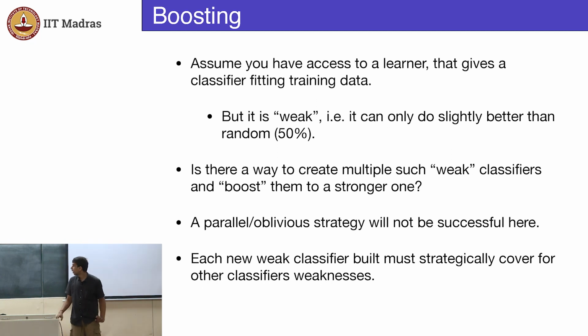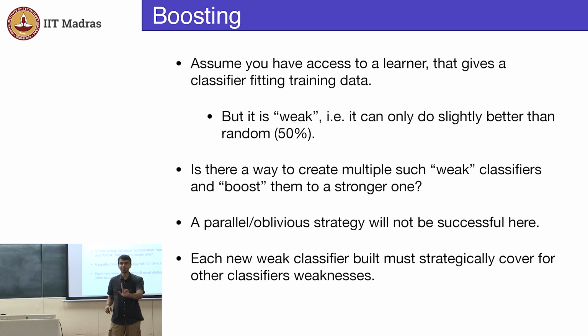But the point is you can use me several times. So it says, okay, if you use me just once, I will guarantee 55%, but you can use me several times to somehow get whatever you want. That's the thing that you have access to. So is there a way to create multiple such weak classifiers and boost them? That's where the boosting comes in. So you have multiple weak, dependable classifiers. You combine them and boost them into one stronger one.